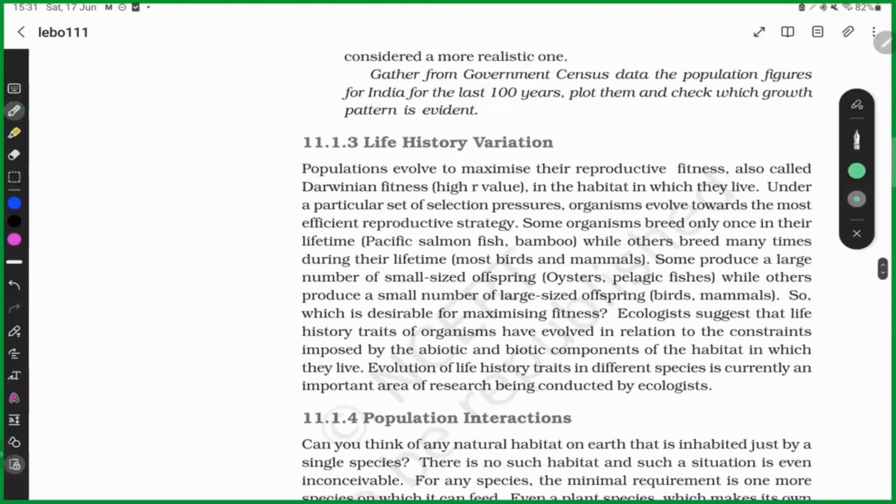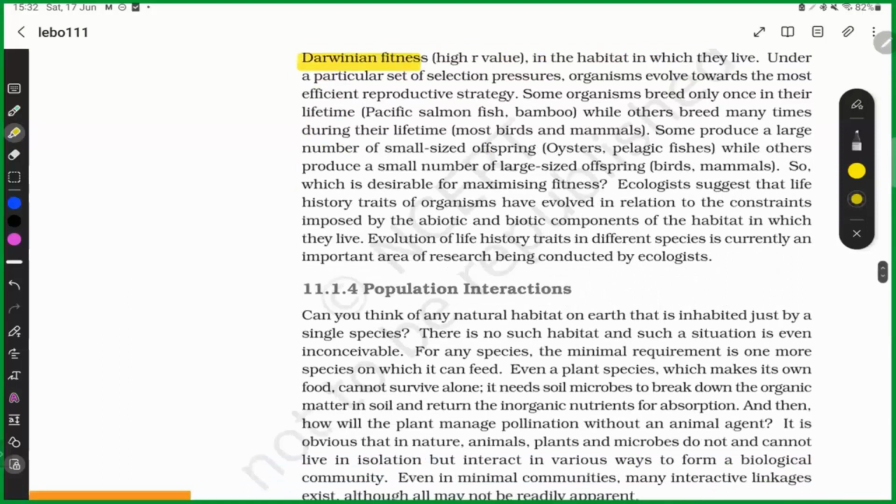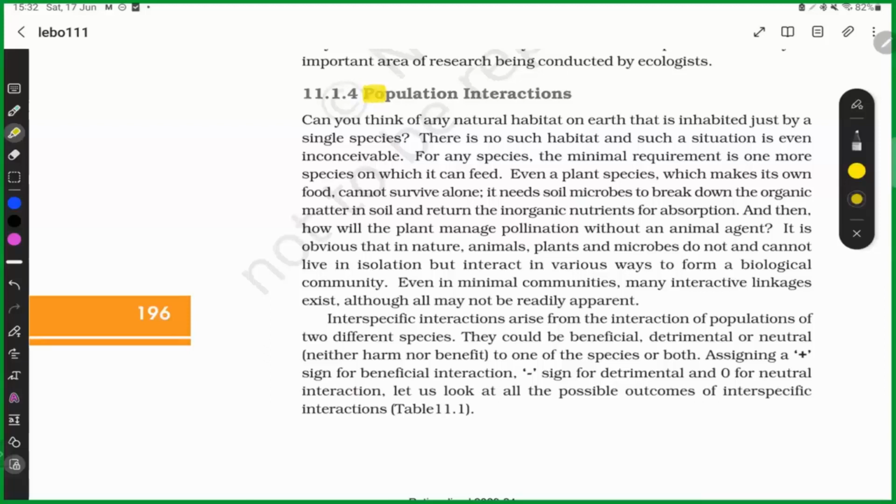What is Darwinian fitness? When a population evolves to maximize its reproductive fitness, that is also called Darwinian fitness. Then there is a most important topic, population interactions.